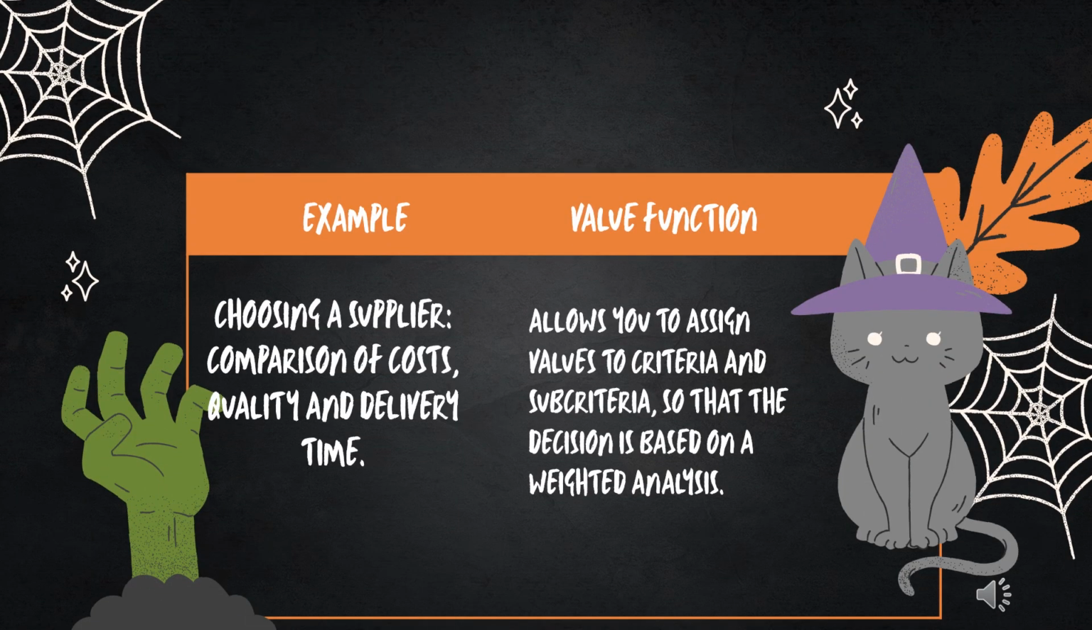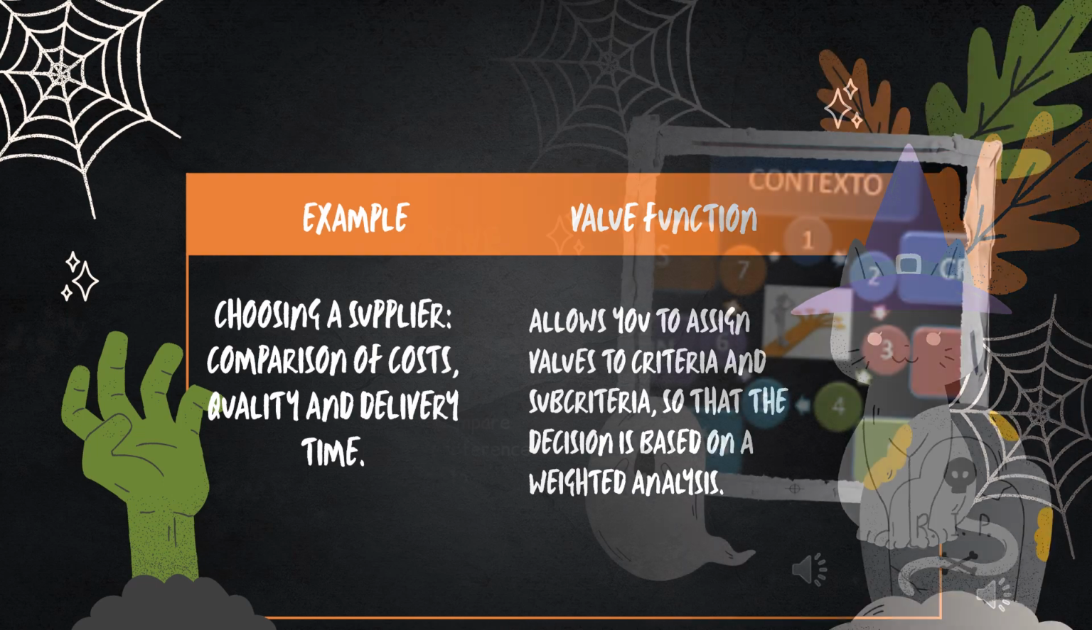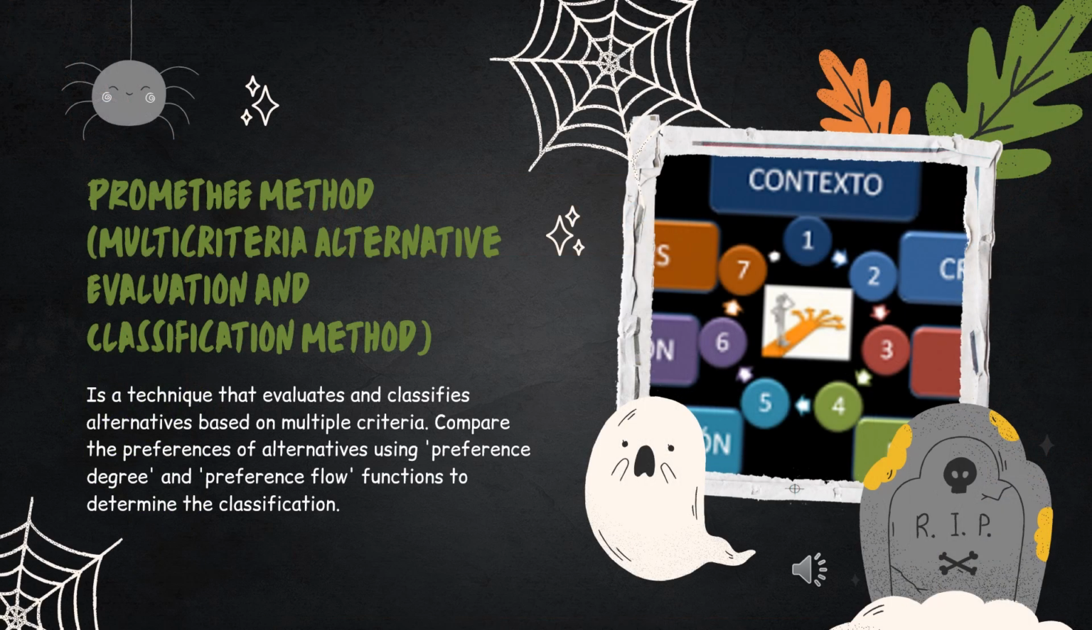Example: choosing a supplier, comparison of costs, quality and delivery time. Value function: allows you to assign values to criteria and sub-criteria, so that the decision is based on a weighted analysis. Promethee method, multi-criteria alternative evaluation and classification method.